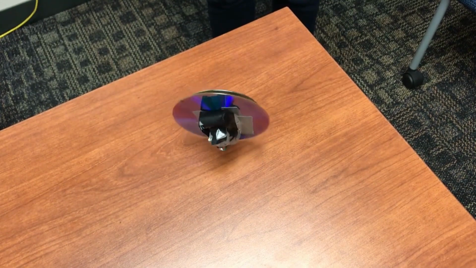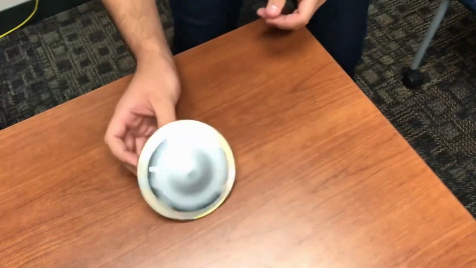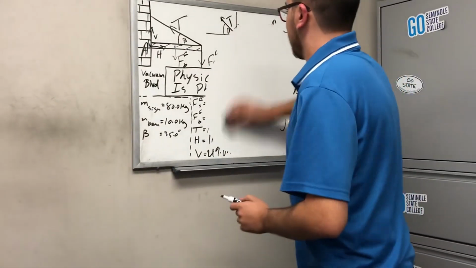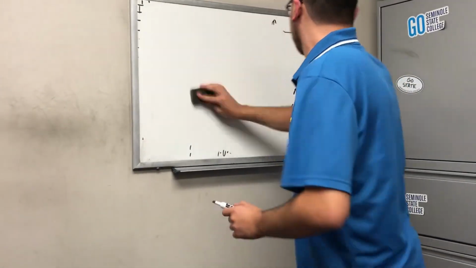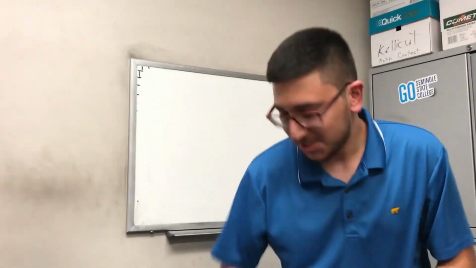That's freaky. How does it stay balanced like that? If one of the sides is heavier, how does it stay balanced? It's like magic or something. There's no such thing as magic.